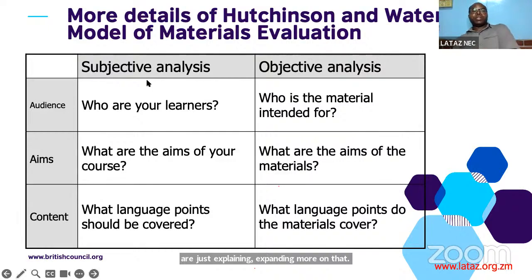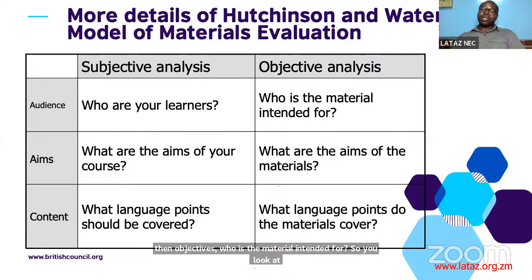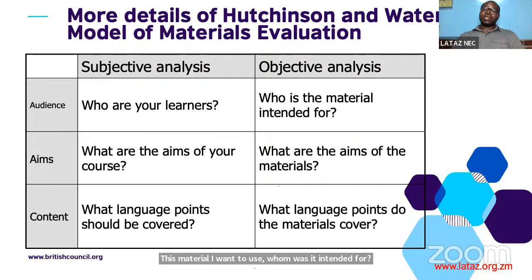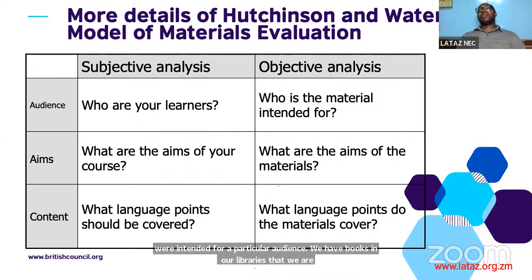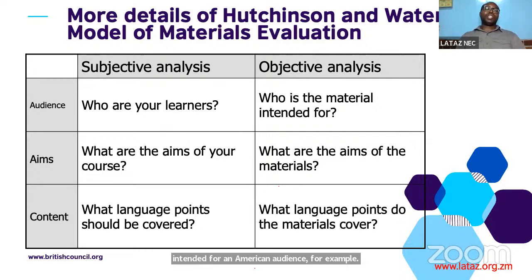When we talk about the audience, your subjective analysis is who are your learners, because those are at the center of your interests as a teacher. And then objectives, who is the material intended for? So you look at this material I want to use, whom was it intended for? There are times when we have books that were intended for a particular audience. We have books in our libraries that were intended for an American audience, for example. And then we want to adapt them to use them to teach a particular unit. So we ask these questions. Who are my learners? And then who were these materials intended for?